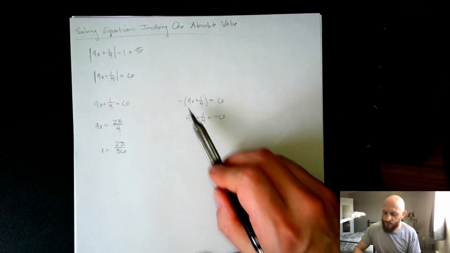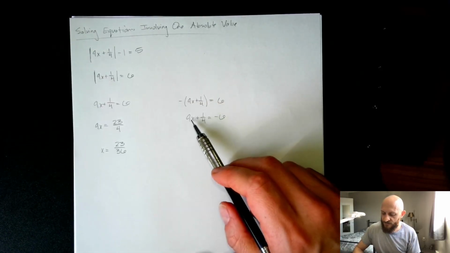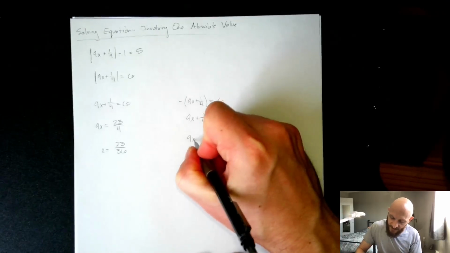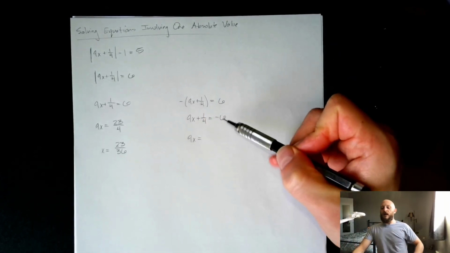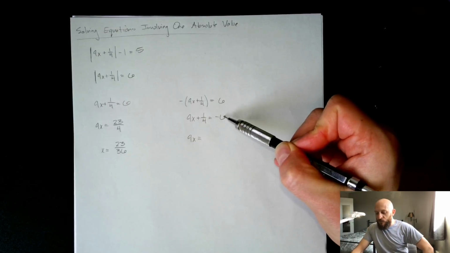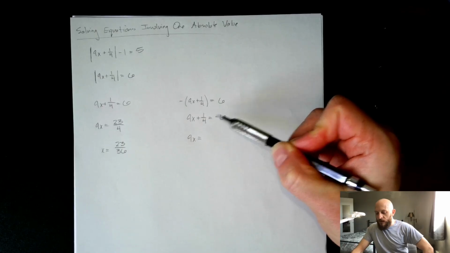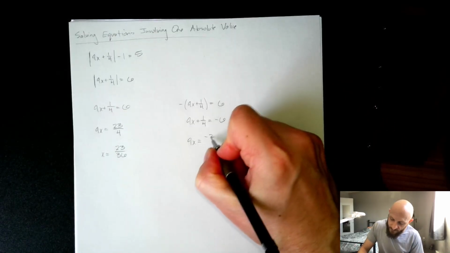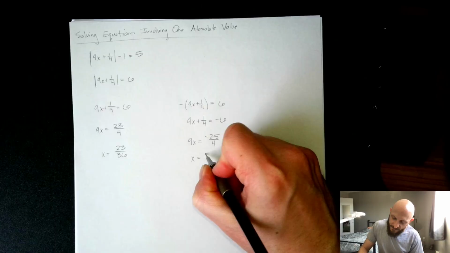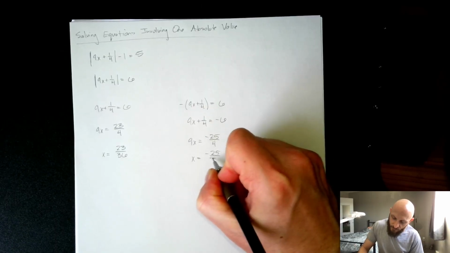So in any case, we divide through by the negative, so 9x plus 1/4 equals -6. Now 9x is going to equal, let's see, -6 minus 1/4, which is -24/4 minus 1/4, so -25/4. And then again, divide through by 9, x is -25/36.